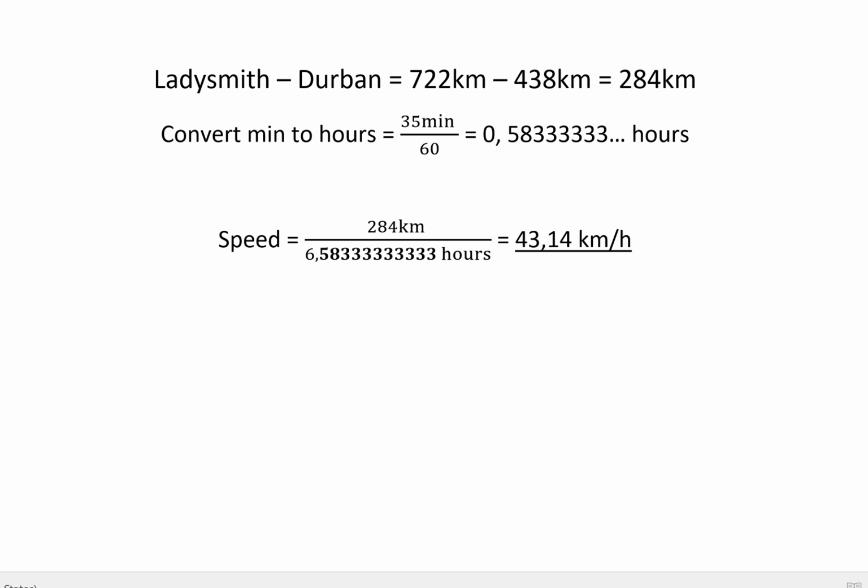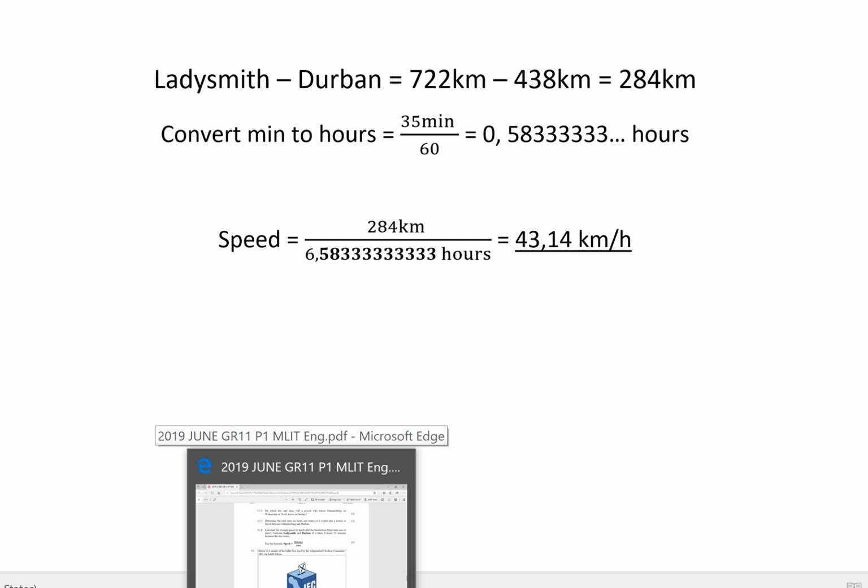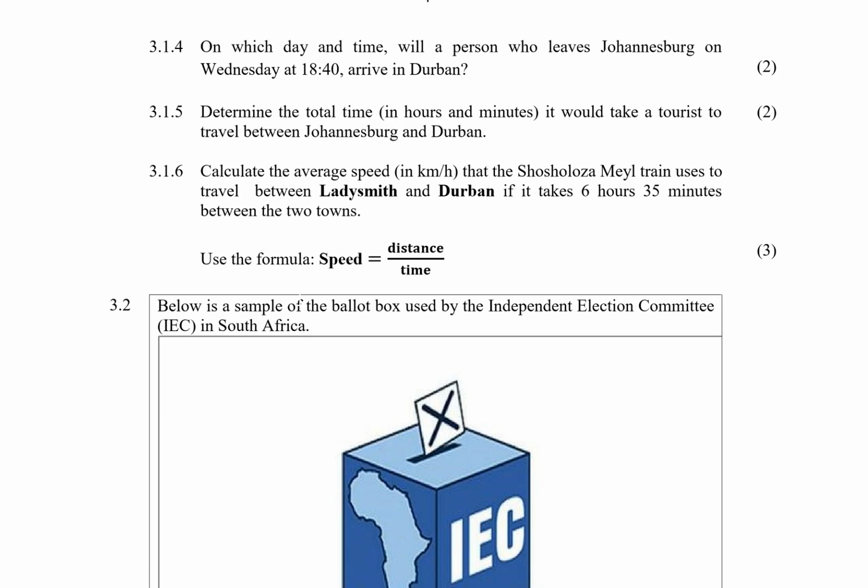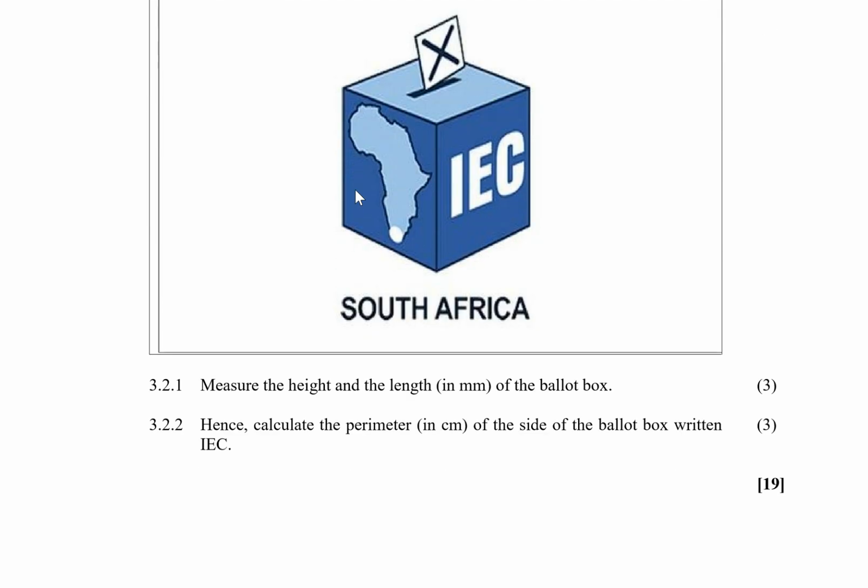All right, so let's move on. Last question, which is about measurements. So 3.2.1, measure the height and the length in millimeters of the ballot box. So you'll see the height there is the vertical distance, and you'll get the length by measuring it with your ruler at the bottom there. You'll have to just do that on your own, because at this point in time I don't have a virtual ruler to show you this.